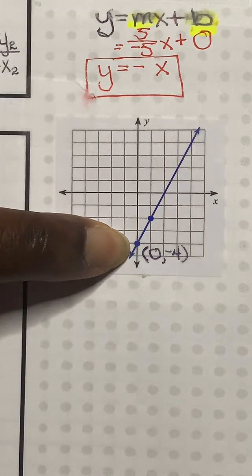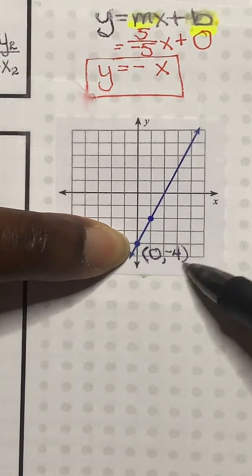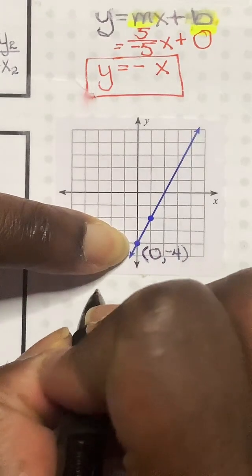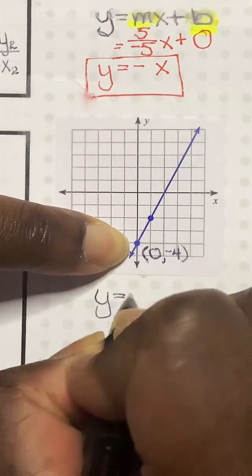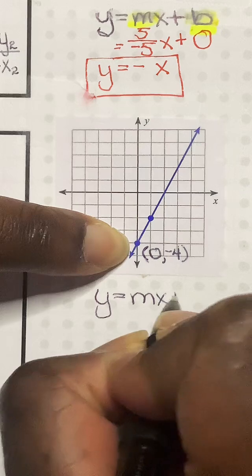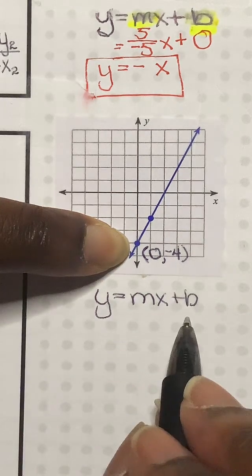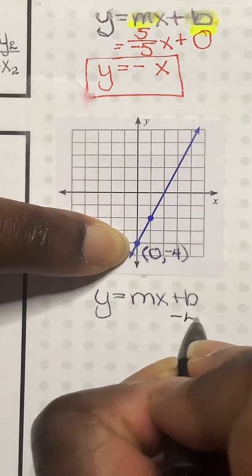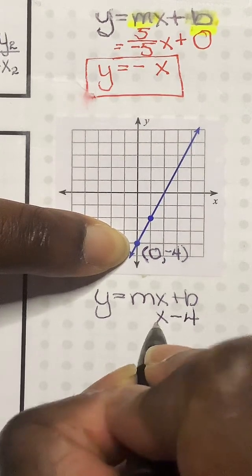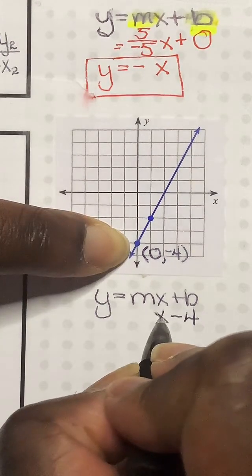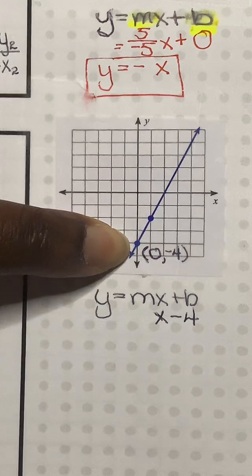All right. So my y-intercept, my b, is simply a -4. So now I need to find my slope. Okay, so far so good?